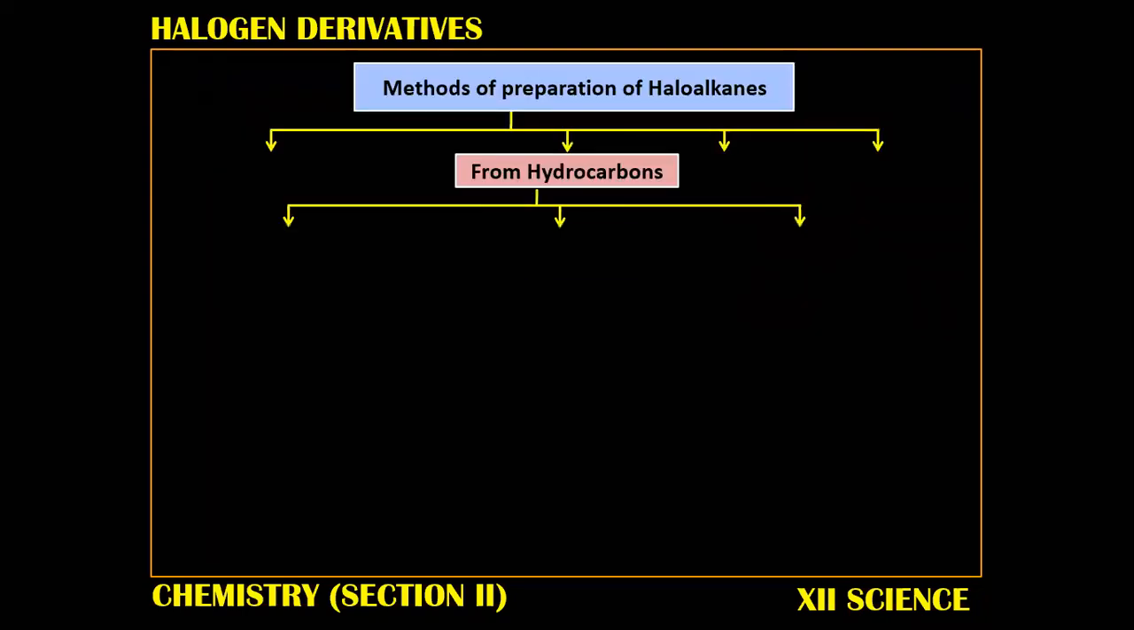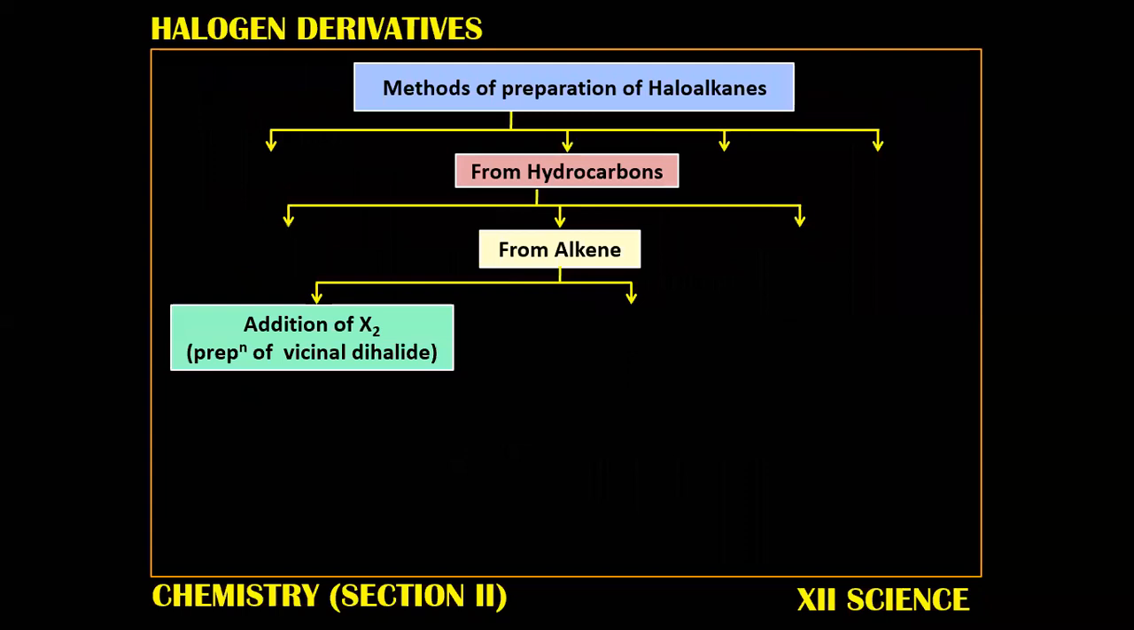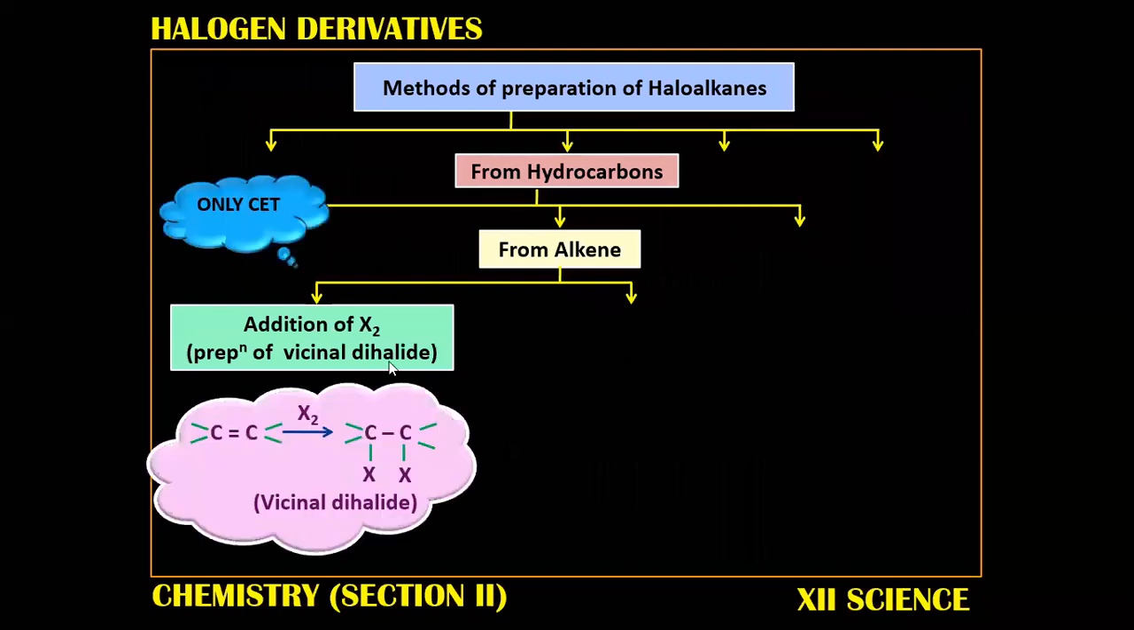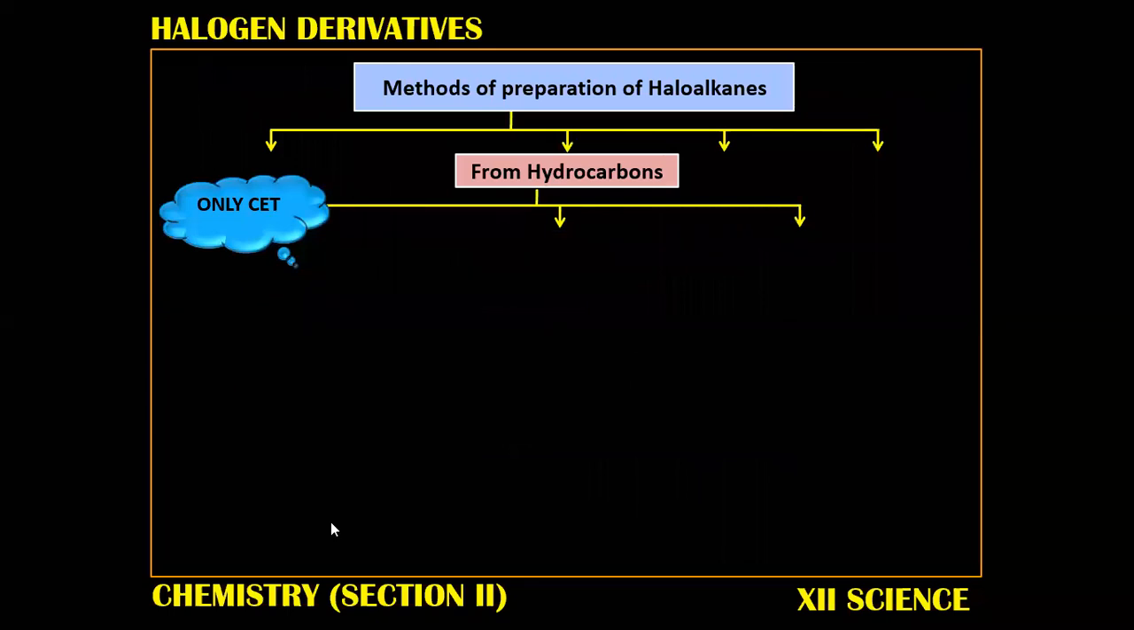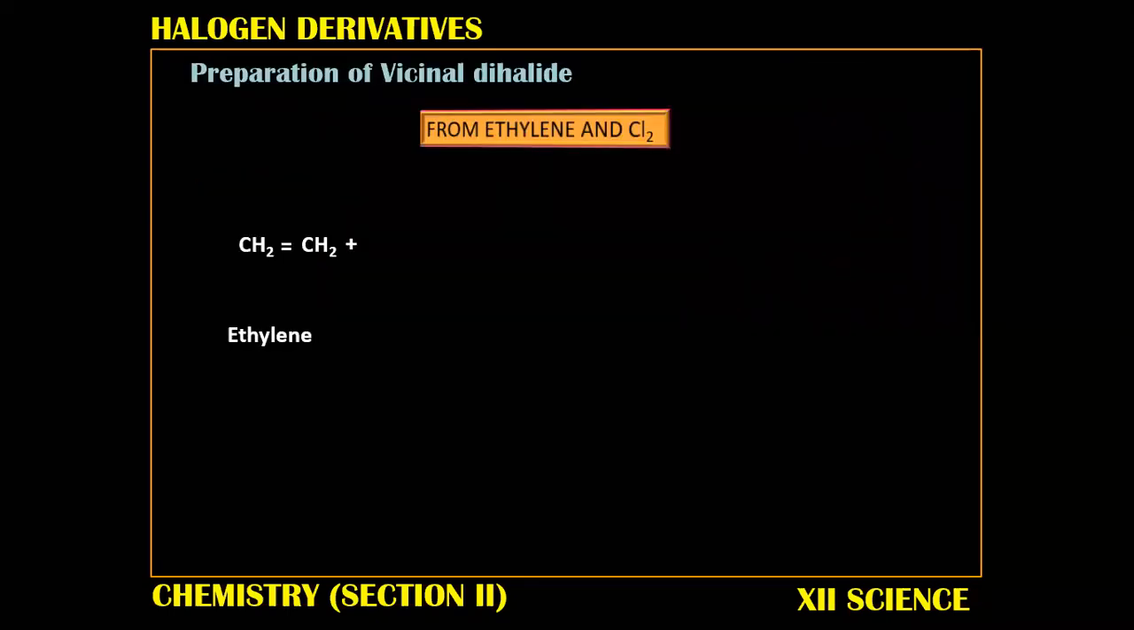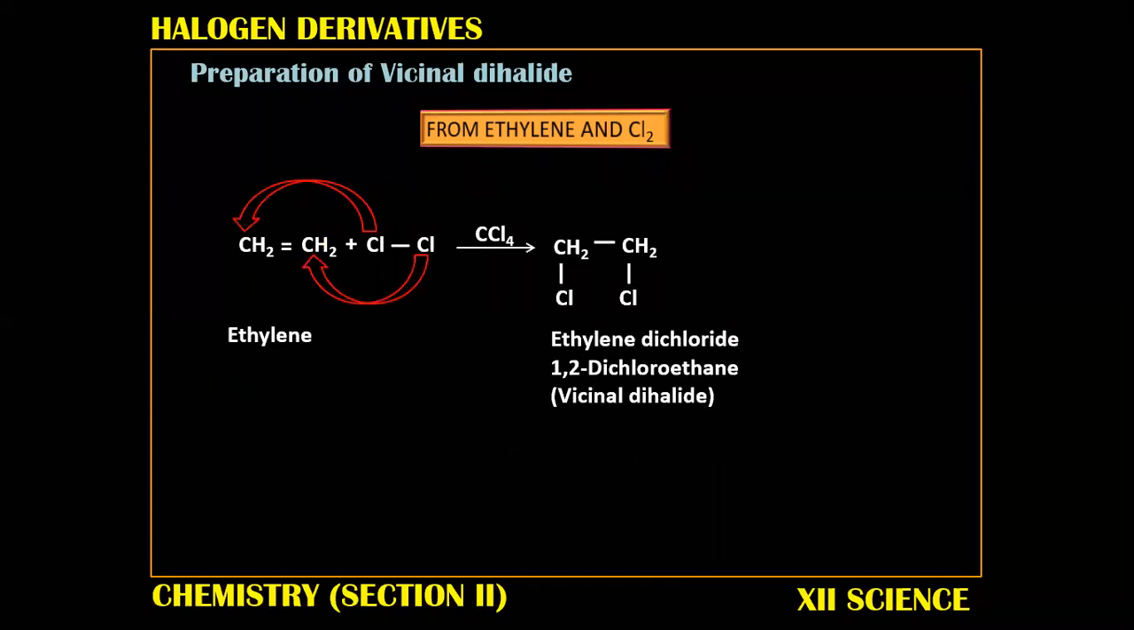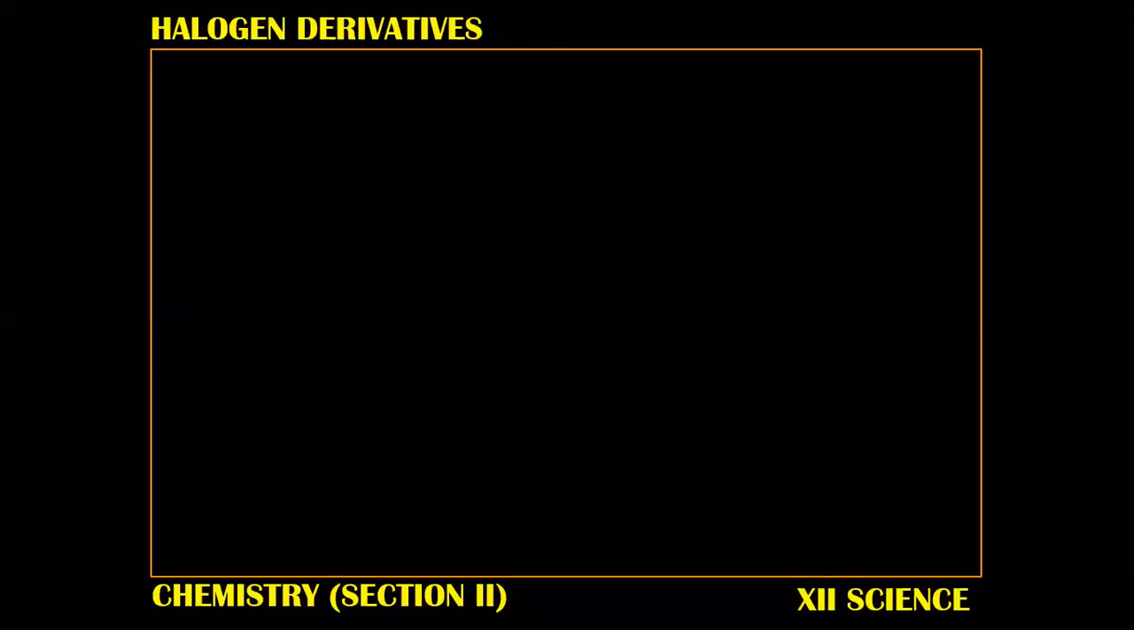Then from alkenes, vicinal dihalide is only for NEET JEE students. When you add two halogens, the halogens will go to each carbon. We get vicinal dihalide. For example, ethene when it reacts with chlorine, we get ethylene dichloride or 1,2-dichloroethane. We get vicinal dihalide.